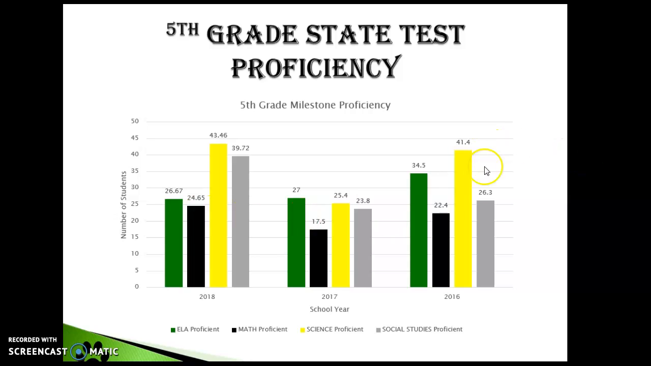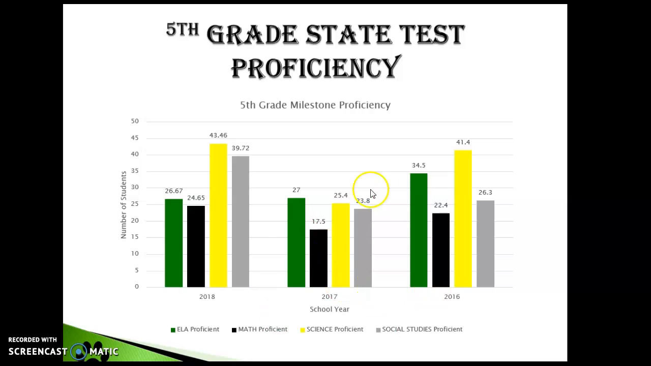And then for science, for 2016, we had a lot of proficient students in science, and it dropped drastically in 2017, and then rose again in 2018. And then social studies, we also see the same trend. We had 26.3 percent of students in 2016. We went down a little in 2017, and then we had drastic growth in 2018.